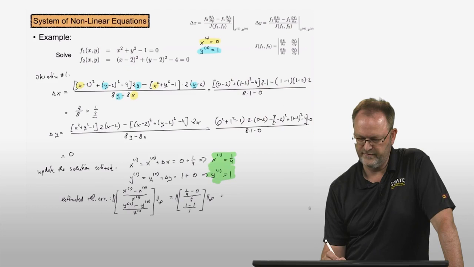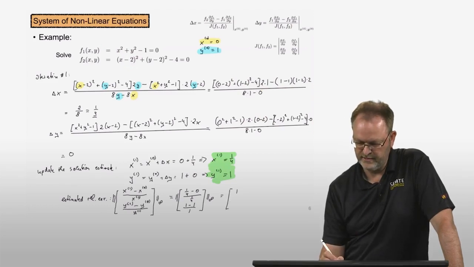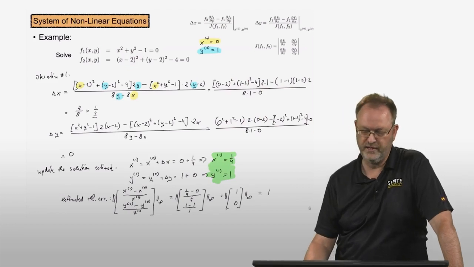So what do I have as a vector? A quarter divided by a quarter is 1. 1 minus 1 is 0. That's my vector. I want to take the infinity norm of this, and you'll see that that would be equal to 1.